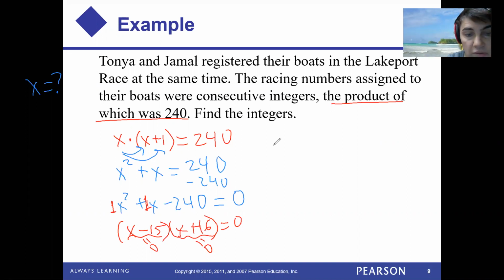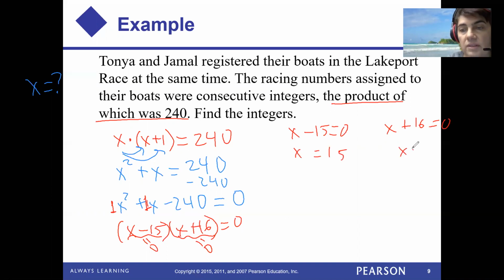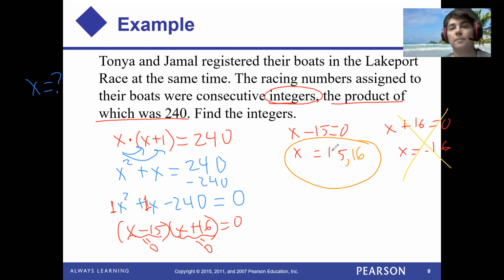Okay. So once you set those two equal to 0, you get x minus 15 equals 0 and x plus 16 equals 0. Or x equals 15 and x equals negative 16. Now, we're looking for integers which are labels on a board, so those are going to be positive. So we are not even going to consider negative 16. So the first number is going to be 15, and the consecutive integer from 15 is 16. So the two numbers we're looking for are 15 and 16.